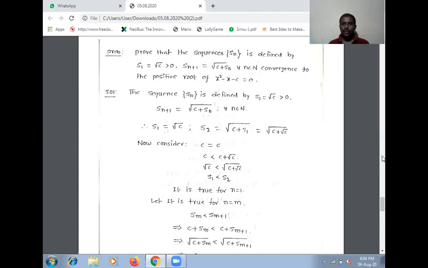So it is true for n equal to 1. So now we have to prove Sn less than Sn plus 1.